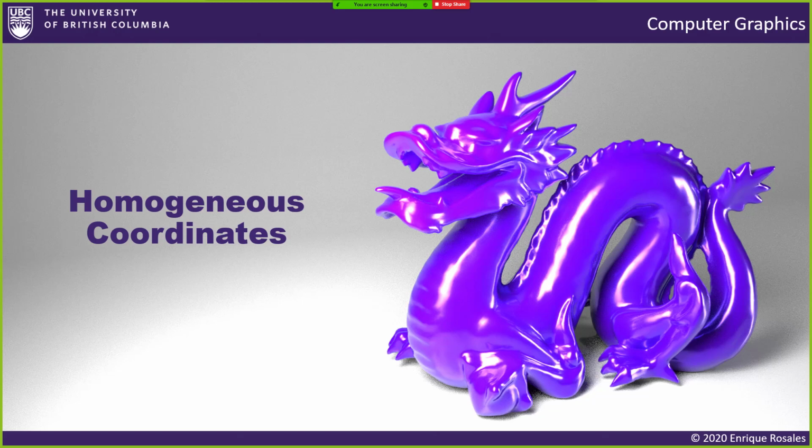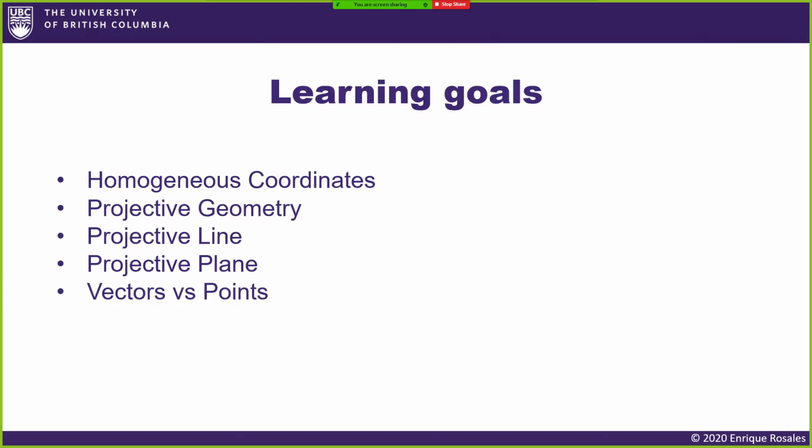Okay, perfect. So let's start. The learning goals for today: we will talk about homogeneous coordinates. We already used them last class when we were talking about affine transformations, but I haven't explained where they come from. So we will talk about that, and that homogeneous coordinates come from something called projective geometry. And we will talk about the projective line, the projective plane, and another important difference between vectors and points.